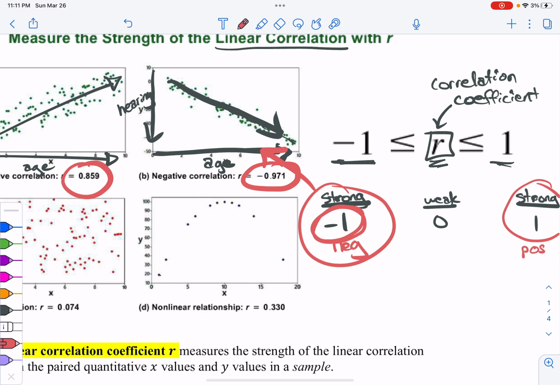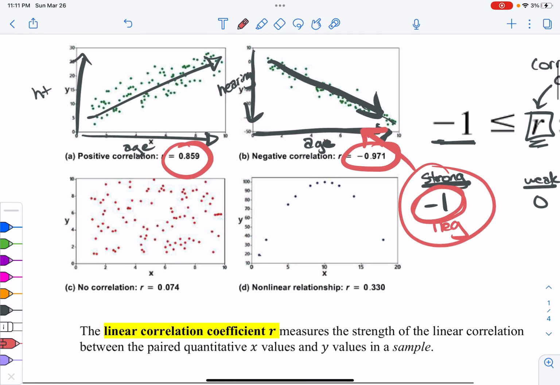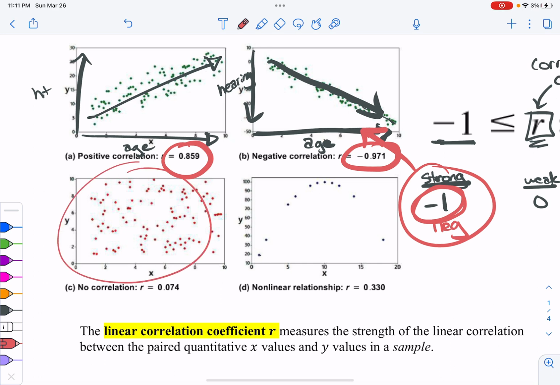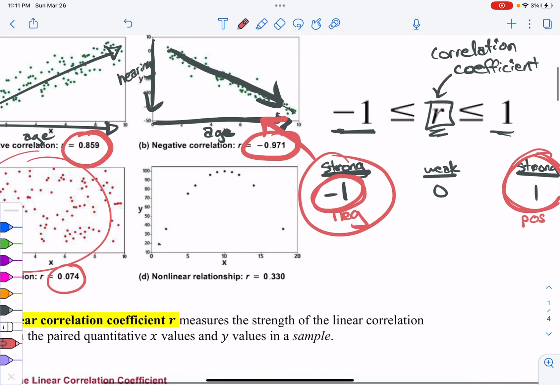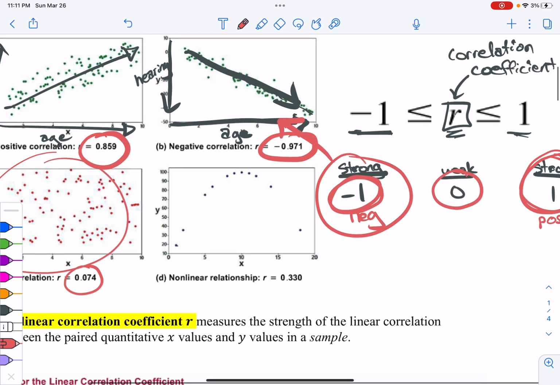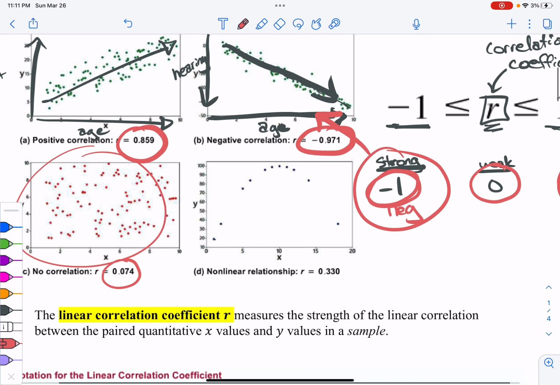This has an R value of 0.86 almost, which is really close to a positive 1, because those values are pretty close to being linear. Here we have an R value of 0.074, which is really, really close to 0. That means it has a weak relationship, in that those dots are not anything.